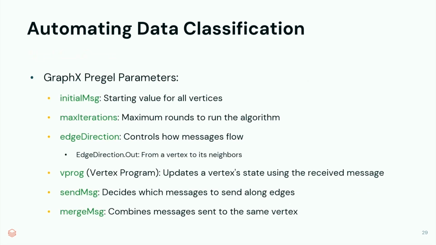So those are the GraphX Pregel parameters. This is from the project's documentation, the GraphX documentation. It is also important to mention the edge direction, which controls how messages flow between the nodes. In this case, we are using the out mode. And the vprog is, I guess, the core function that we have, because this function will update the vertex state.